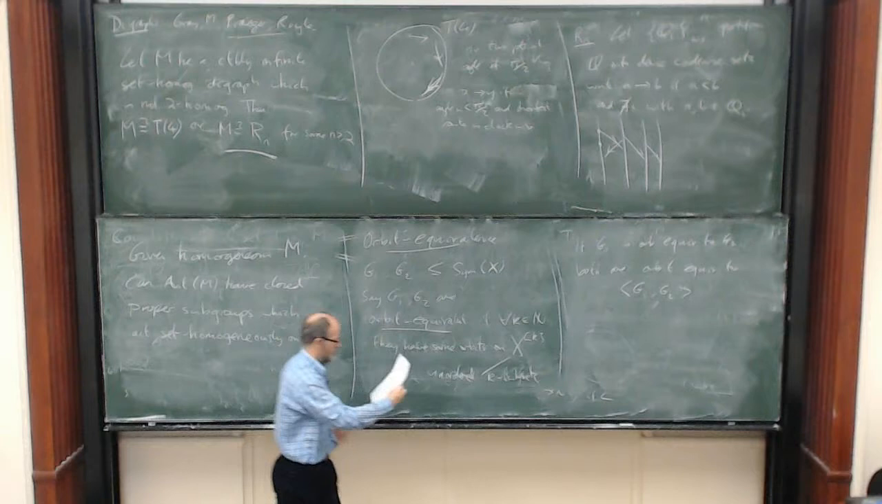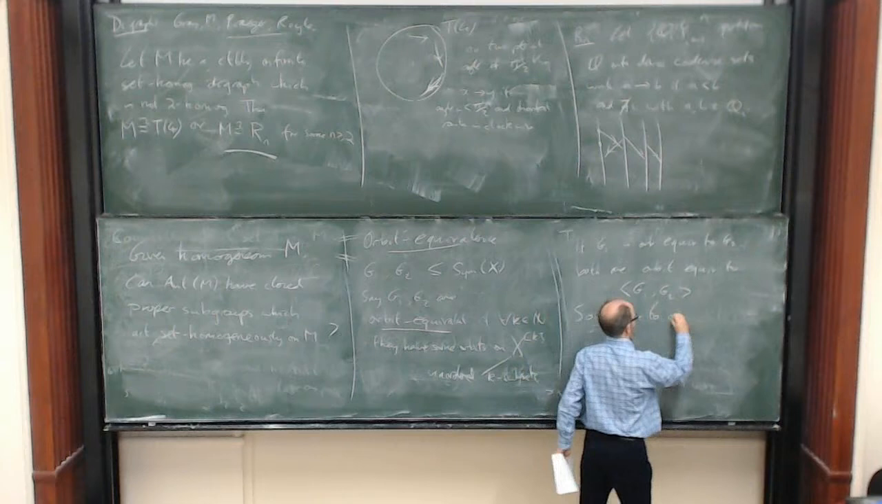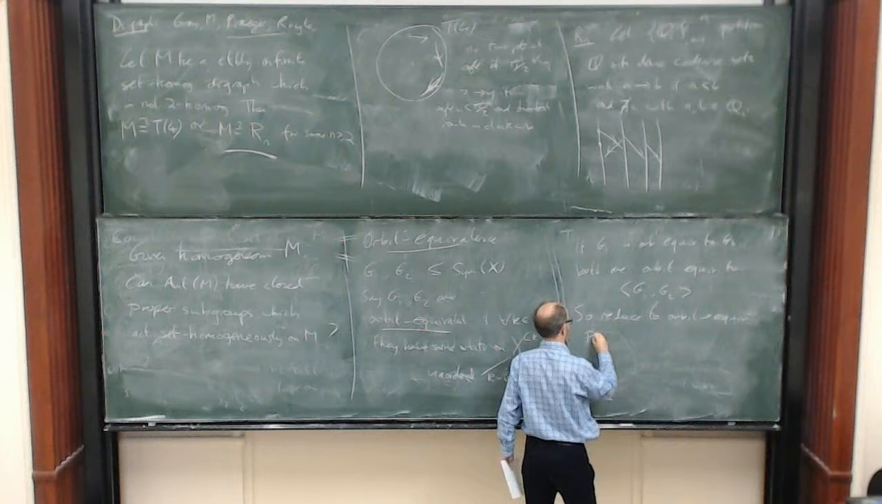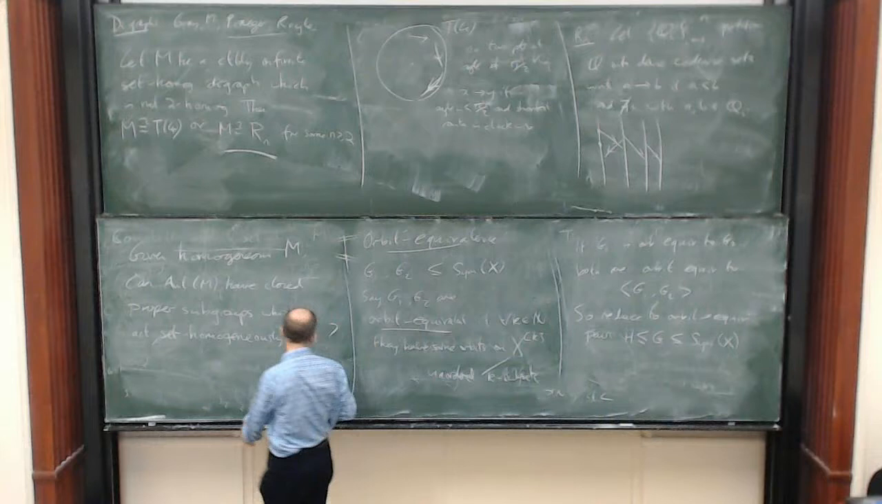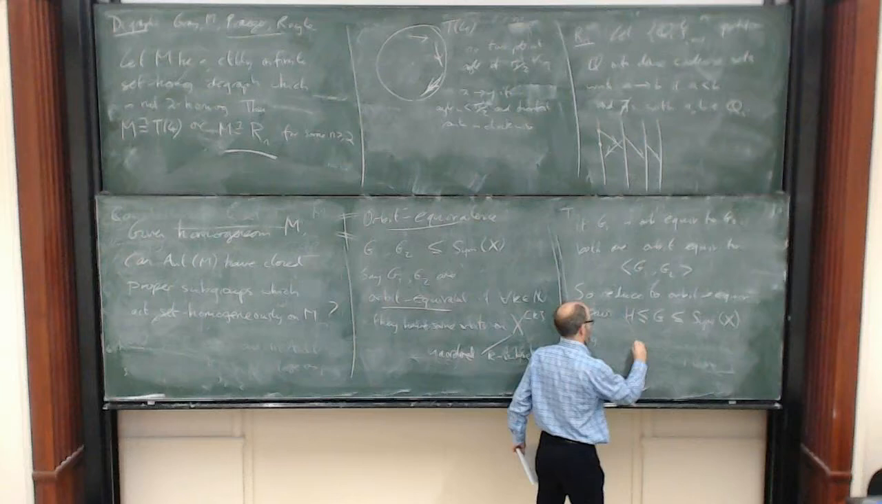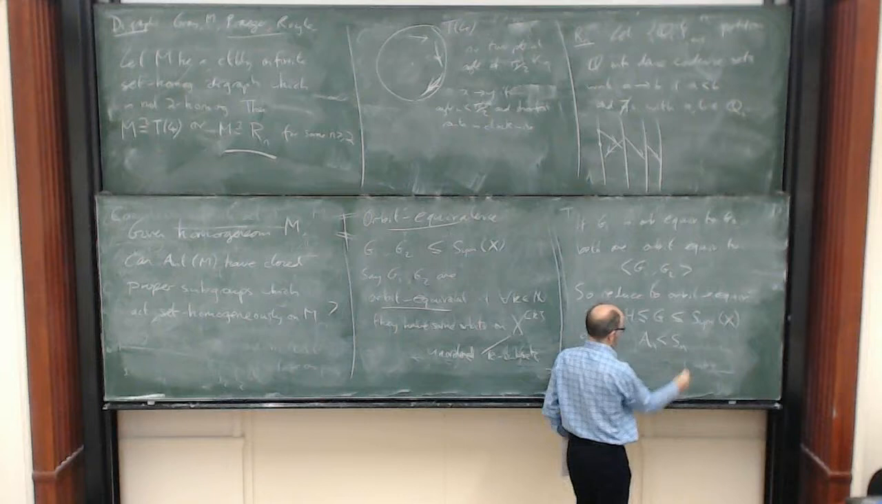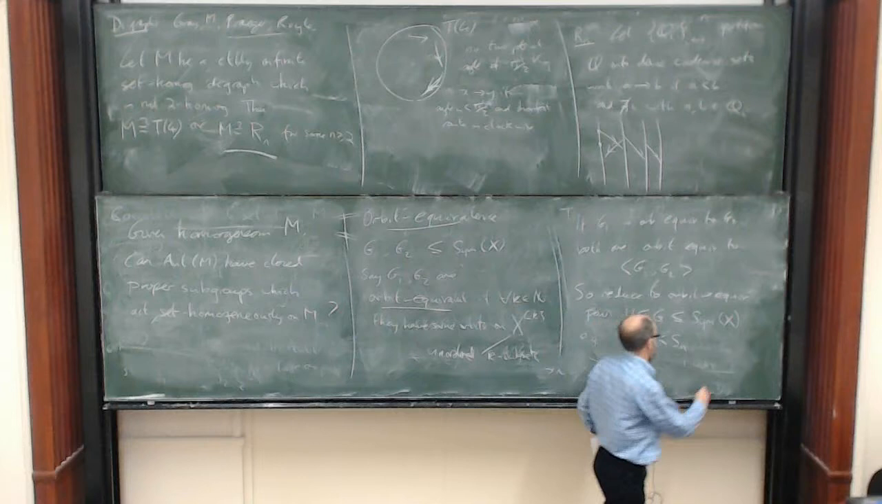So reduce to orbit equivalent pairs H contained in G, contained in Sym(X). And as an example, you can take, say, A_n contained in S_n in the natural action. And I guess I need n at least 3. I'll give an example.